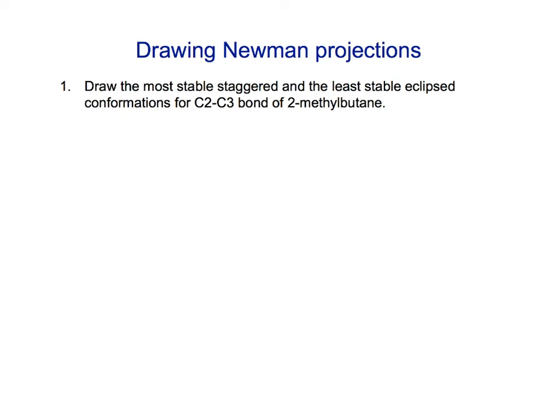Let's work a couple of problems that are going to be similar to what you will see on exams. This is an important type of problem, so let's read it out. Draw the most stable staggered and the least stable eclipsed conformations for the C2-C3 bond of 2-methylbutane. There's a number of things you have to be able to do in this problem, right? You need to know what 2-methylbutane is.